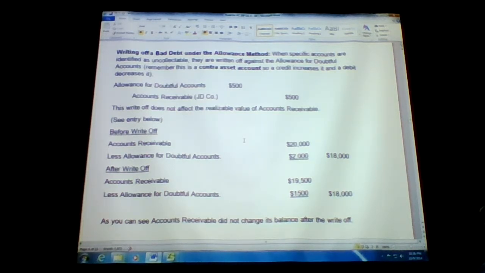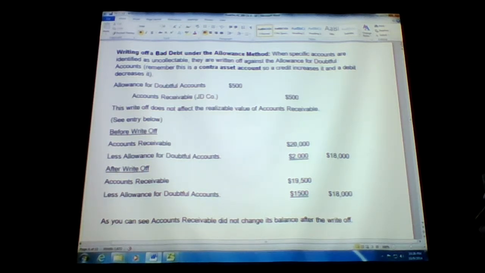We're deducting $500 from accounts receivable for the JD Company. This write-off does not affect the realizable value of accounts receivable. See the entry that I make below.